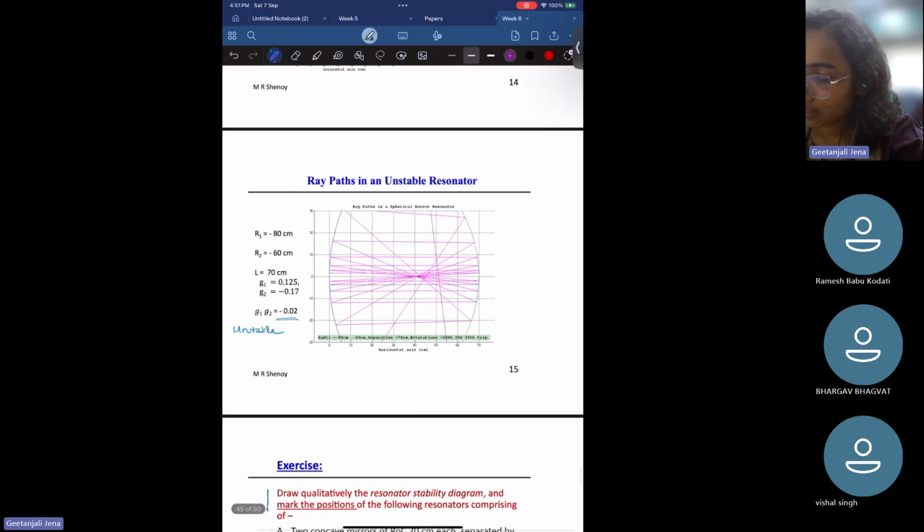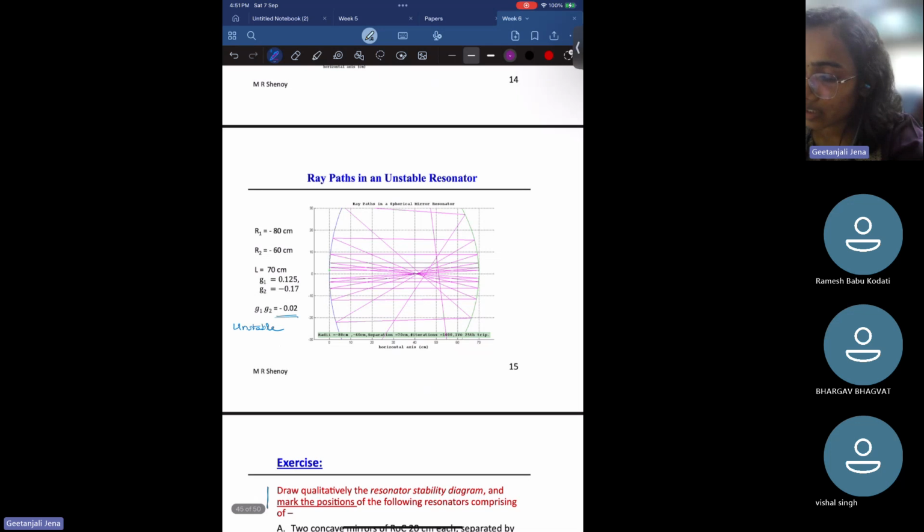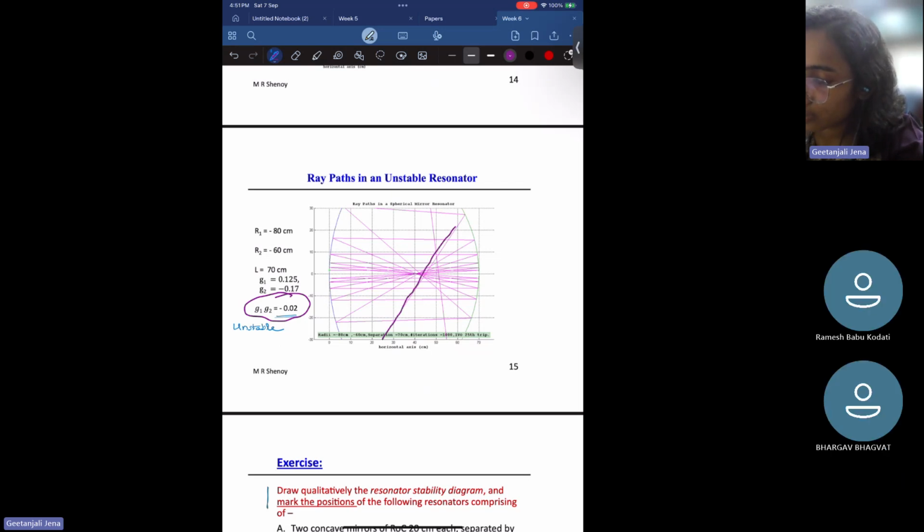And for unstable, the instability you can easily verify from the value of G1 and G2. And if you see the ray paths, you can easily see these rays are escaping out from this mirror resonator. So that means the rays are not easily confined inside this. They are eventually escaping out from this mirror resonator. So that means these are unstable, so we can't use them to construct a mirror resonator for the laser condition.